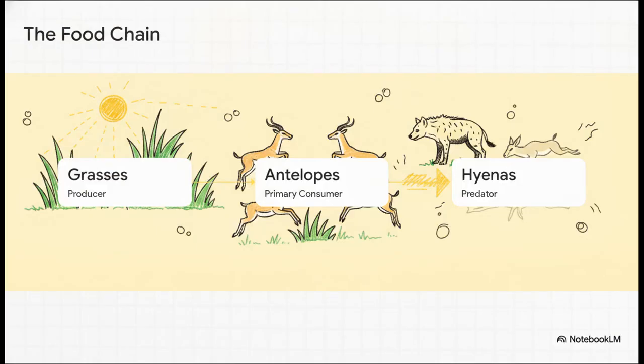You know, to actually solve this, we can't just take a wild guess. We need to map out exactly who is eating whom. Step 1, we've got the grasses. Those are our producers. Step 2 brings in the antelopes, right, our primary consumers. And then step 3 features our hyenas, sitting right at the very top of this particular food chain as the predators. Everything here is intimately connected by the flow of energy.